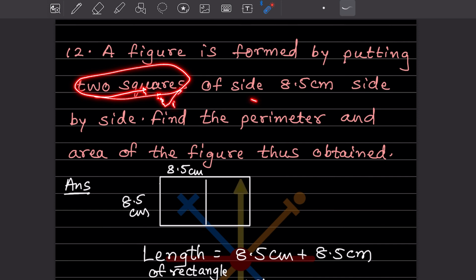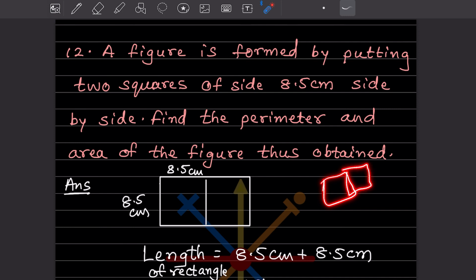Two squares are there, with side given as 8.5 centimeter, and they are side by side. Side by side means these two squares are arranged side by side. Find the perimeter and area of the figure thus obtained. After doing this, you have to find out the perimeter and area.